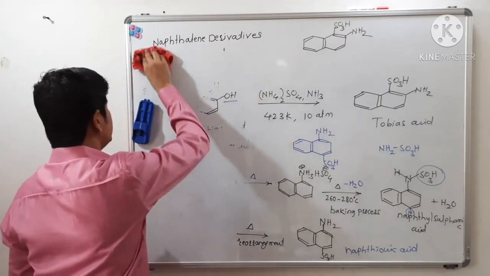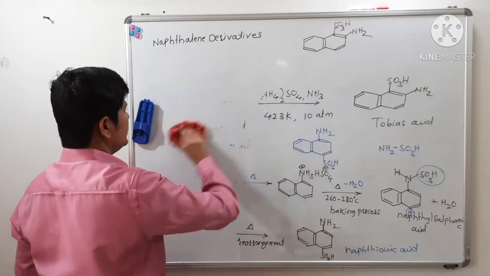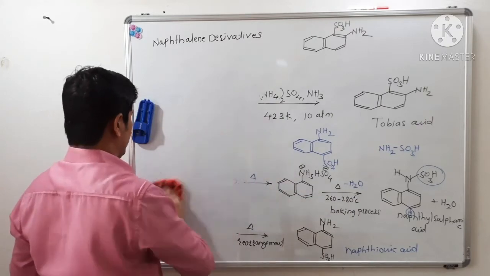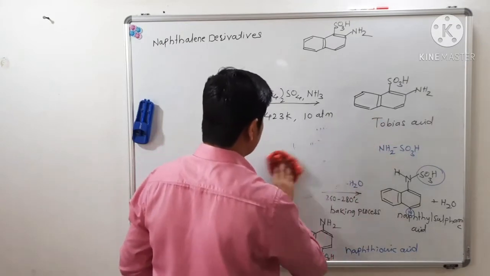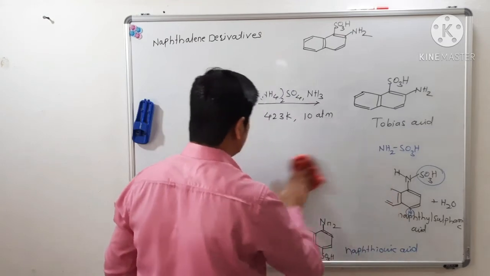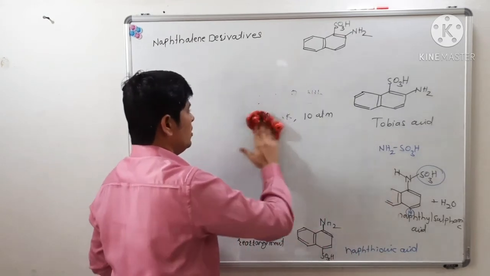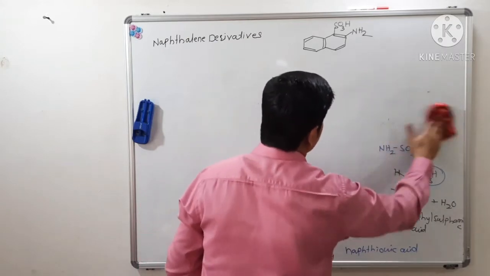The next synthesis is Nevile Winther acid, which is also called NW acid. Let us see how Nevile Winther acid can be prepared.